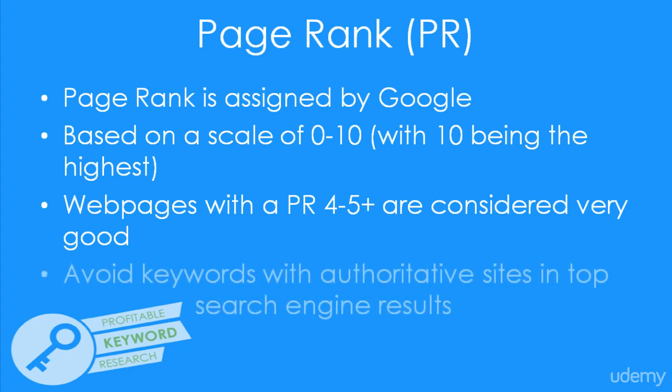One of the reasons I recommend you avoid keywords where the top rankings are held by sites like Amazon, Wikipedia, etc. is because they have a PageRank of 8 and 9, and Google tends to favor those sites even if the specific web pages that they are listing in search results don't have other SEO elements in place that you and I may need to have.